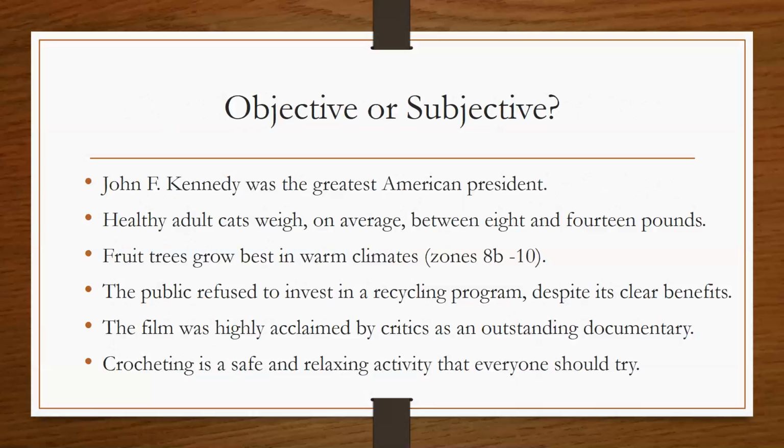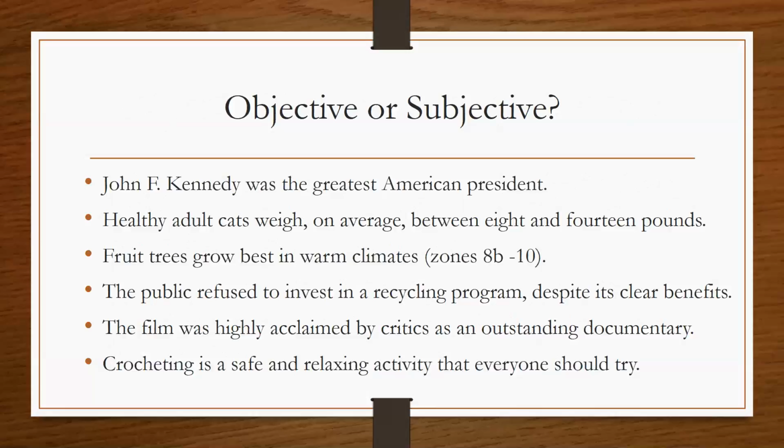On to the third sentence: fruit trees grow best in warm climates, zone 8B through 10. There's another objective statement there. So you can see how that sentence is anchored in factual information. If we had said something like, I think fruit trees grow best in warm climates, then that would be a subjective phrase. But the way that we see the phrasing here is objective.